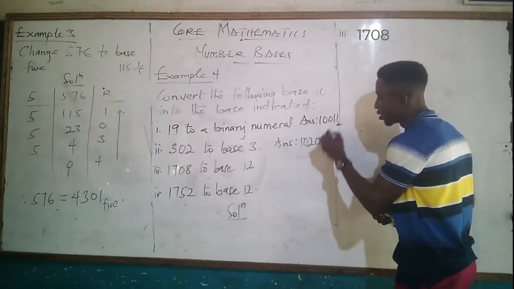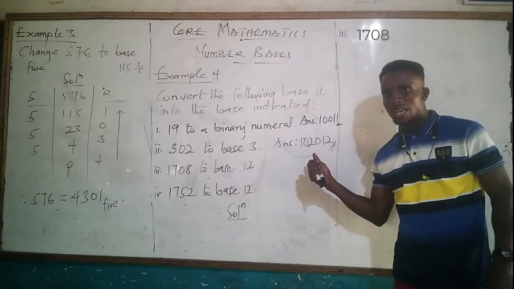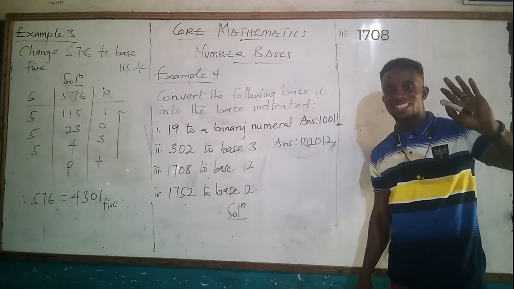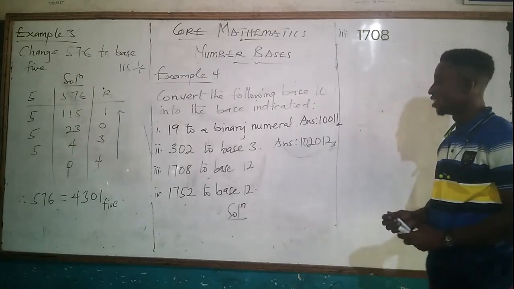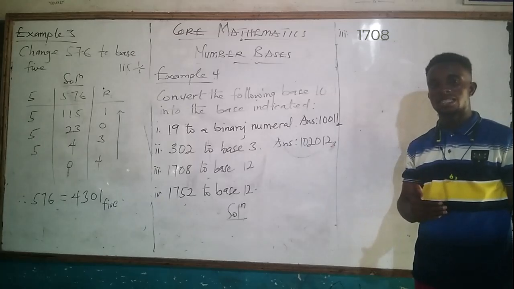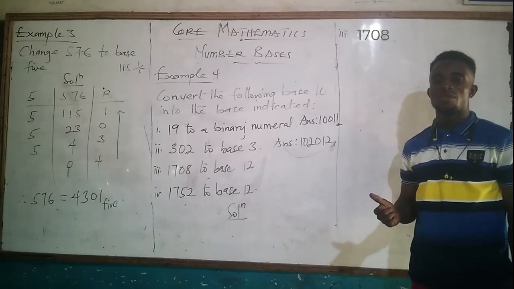102012, base 3. Were you able to get that one too correct? Give me a high five if you're able to get it correct. Oh, okay, that is good. And if you're not able to get this, go back to your calculations and check them well. Maybe there was something wrong.